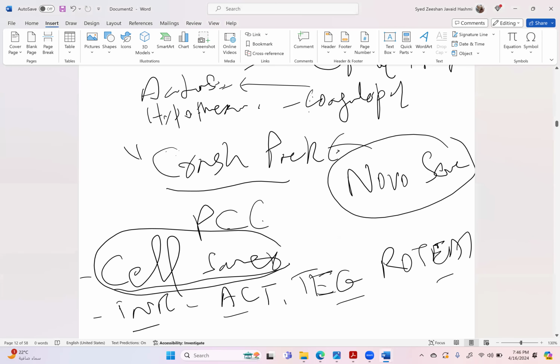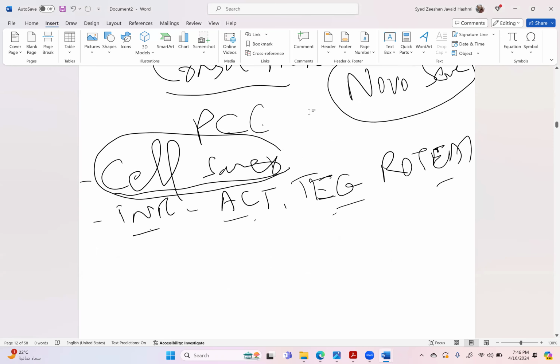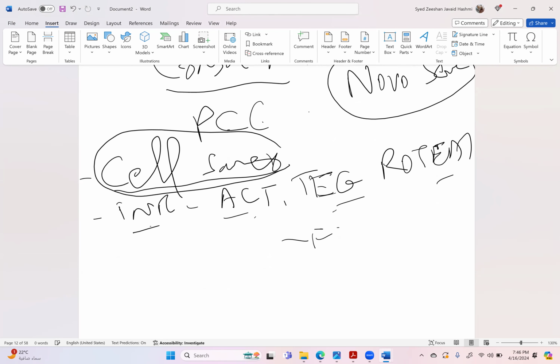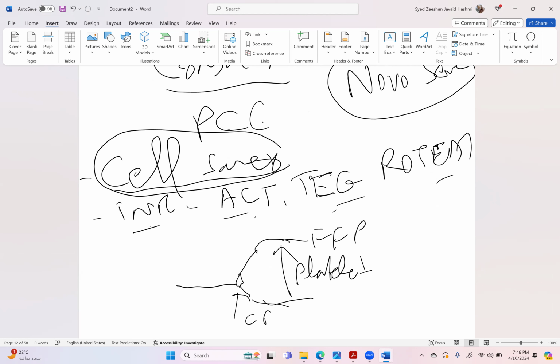You need to remember two more than this. INR, ACT, and TEG and ROTEM will just dictate whether the patient needs FFP. If there is a delay like this, and then there is an alpha angle, and then there is maximum amplitude. So maximum amplitude is platelets. If it is down, it is platelets. Alpha angle is cryoprecipitate, and reaction time is FFPs. I just know this basic small thing.